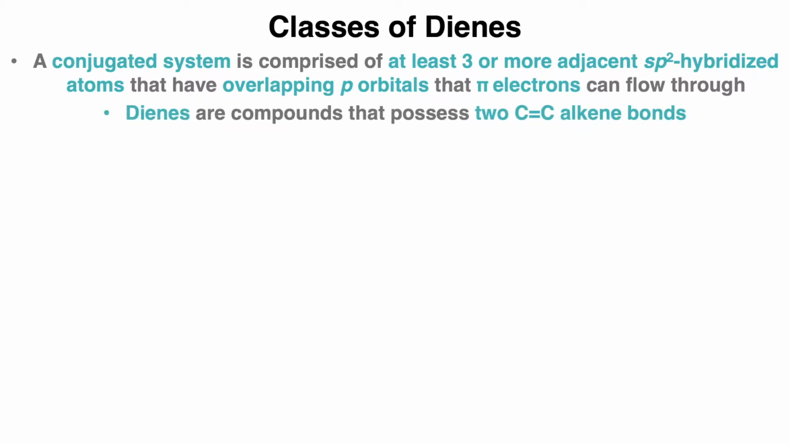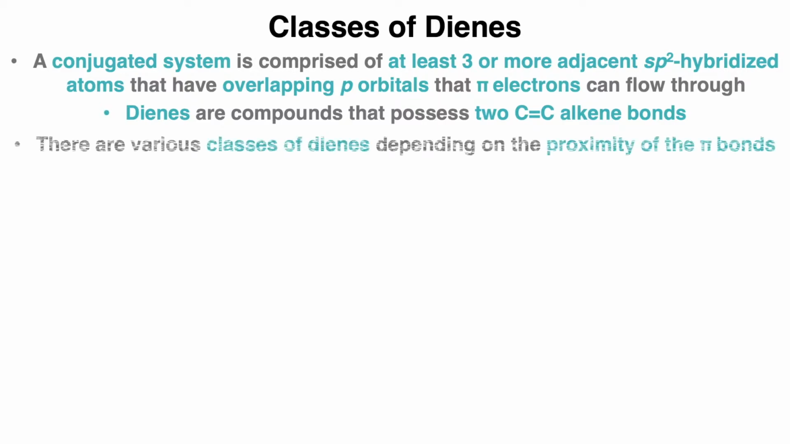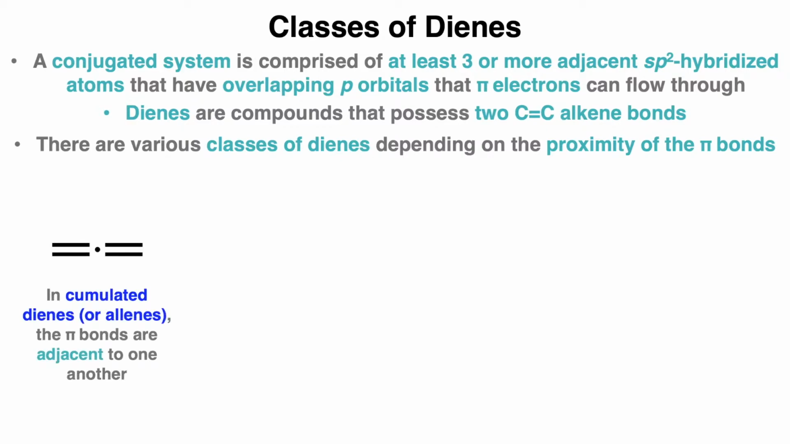Dienes are compounds that contain 2 carbon-carbon double bonds. Depending on how close the pi bonds are, will determine the type of diene it is. A cumulated diene, which is also called an allene, is when the pi bonds are adjacent to one another. The dot in between the 2 pi bonds is denoted as a carbon atom.